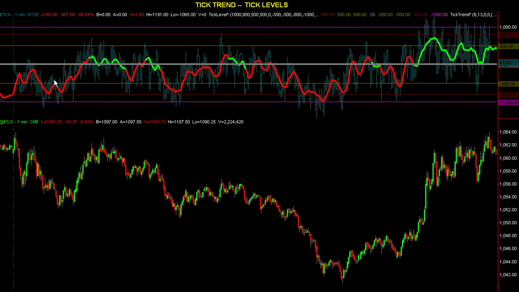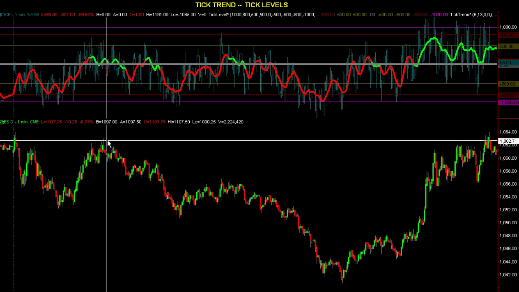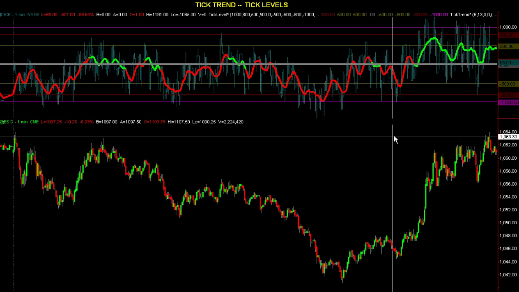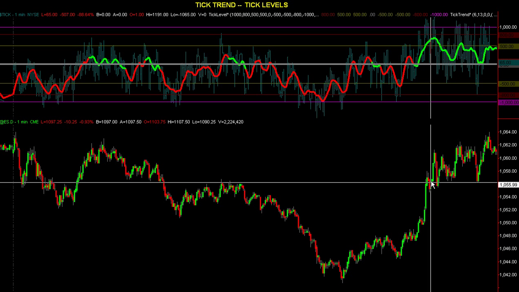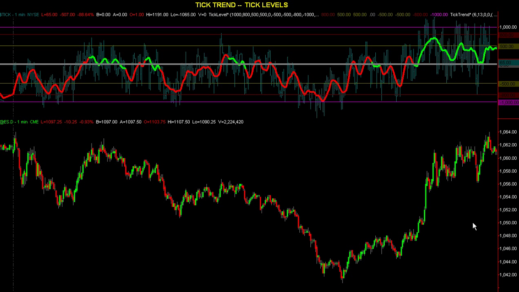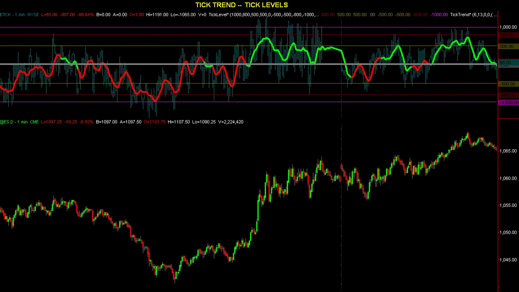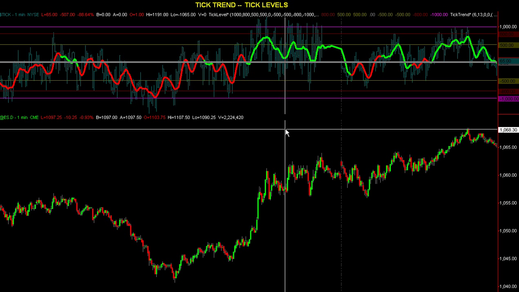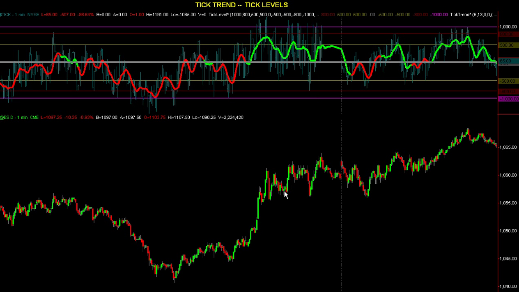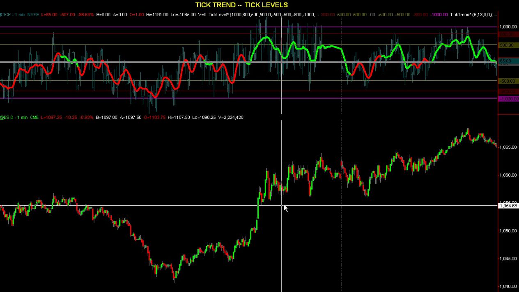So okay, here's the next day, and as you can see, tick trend red till the afternoon. Then we get this strong volatile move, and tick trend moves above zero and turns green, and the ticks consolidate in this area, and we create a couple of small pullbacks that would have been profitable trades.